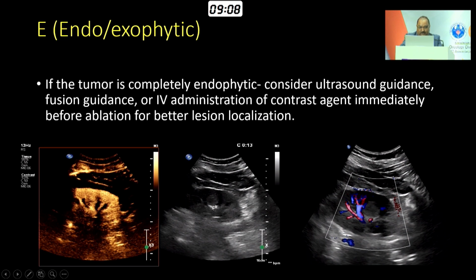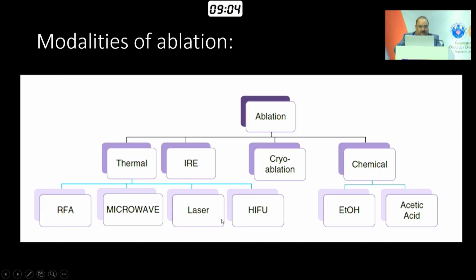However, in this case, you can see the tumor here. So now, what are the modalities of ablation commonly used in renal ablation? They can be broadly divided into thermal and non-thermal. Thermal, we have radiofrequency ablation, microwave, laser, and high intensity focused ultrasound.